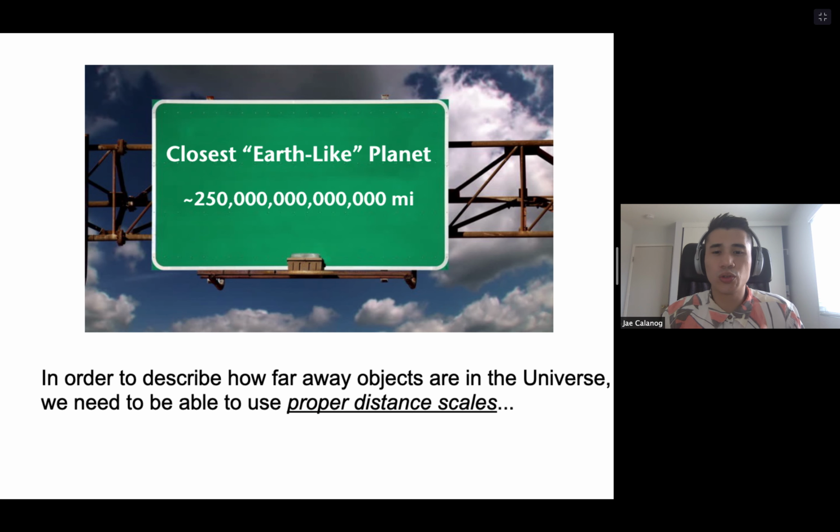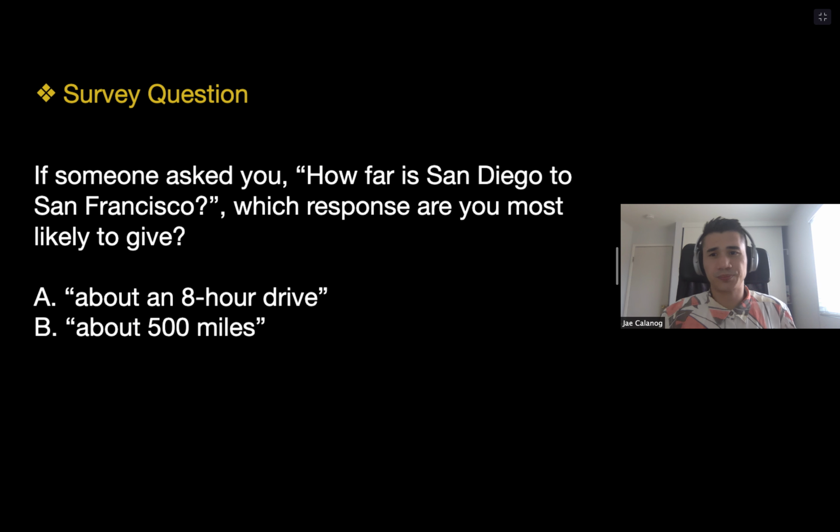And so in order to describe objects that are really, really far away from us, we have to be able to use the proper distance scales. Okay, so it's like you wouldn't use a ruler to figure out how far a car traveled. And so the same thing applies here in astronomy as well.